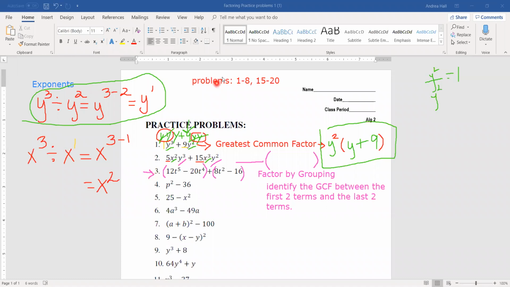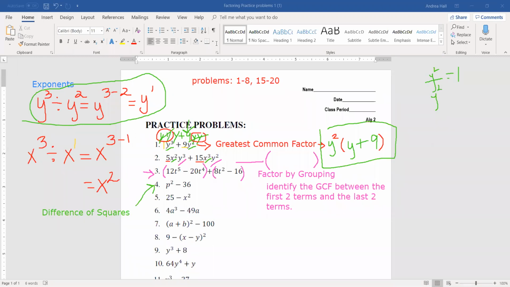Number 4, this is a difference of squares. I love difference of squares. I hope you do too. They're by far, to me, I love them. They're pretty basic, right? If you remember difference of squares, let me go ahead and type that. And you can see it in your handouts for notes, difference of squares.